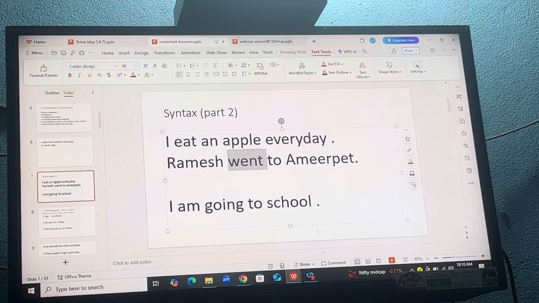Now let's see what happens if you don't use the object. For that, I'll take the help of the third sentence, that is, I am going to school. So I is the subject, I am going is my verb, and to school is my object. Now here we go: I am going. So let's go through the childhood of Ramesh.